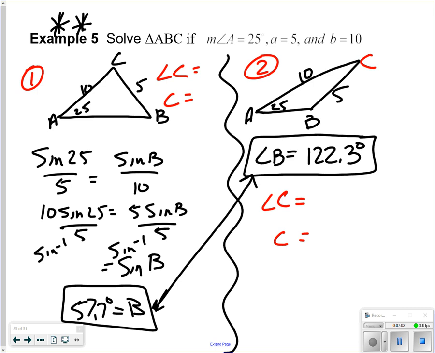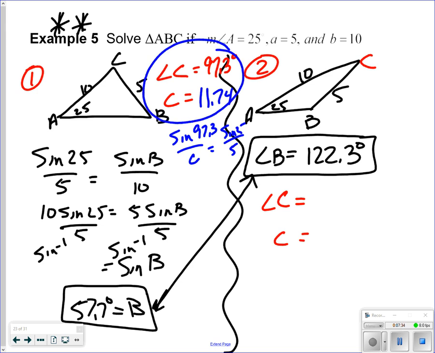57.7 for B, 25 for A. That means angle C has to be 97.3, subtracting from 180. And again, kind of running out of space here. So now I'm going to squeeze this in. Sine of 97.3 over C would equal the sine of 25 over 5. Cross multiply and solve. Sorry about the small space, but that would be 11.74.